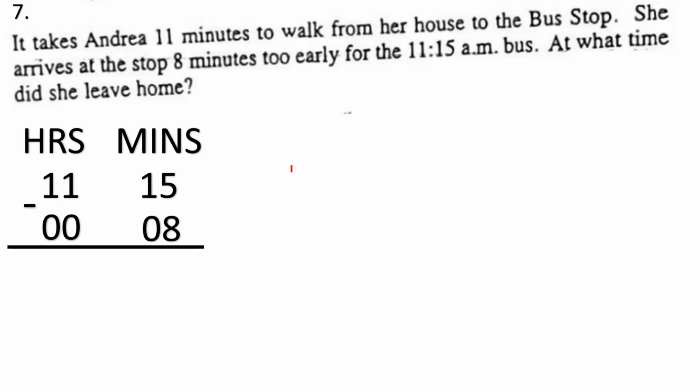So 15 minus 8, let's do 5 minus 8 first. 5 minus 8, we can't do that, so we must borrow from the 1. That becomes a 0. This becomes a 1. 15 minus 8 is definitely 7. And 0 minus 0 is 0. And so we have to go to the hour side. 1 minus 0 is 1, and 1 minus 0 is 1 again. So that's 11. That means that she arrived at the bus stop at 11:07. In order for her to arrive 8 minutes too early, she had to arrive at the bus stop at 11:07.